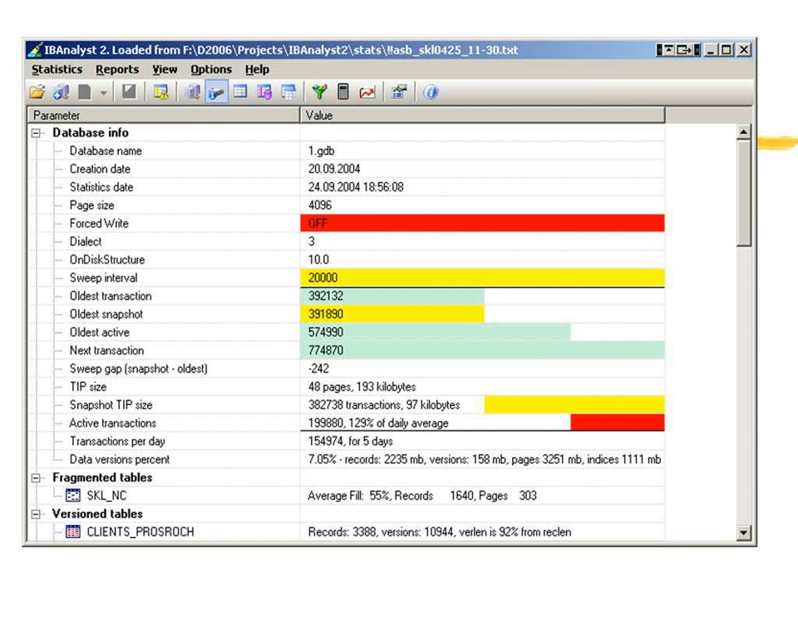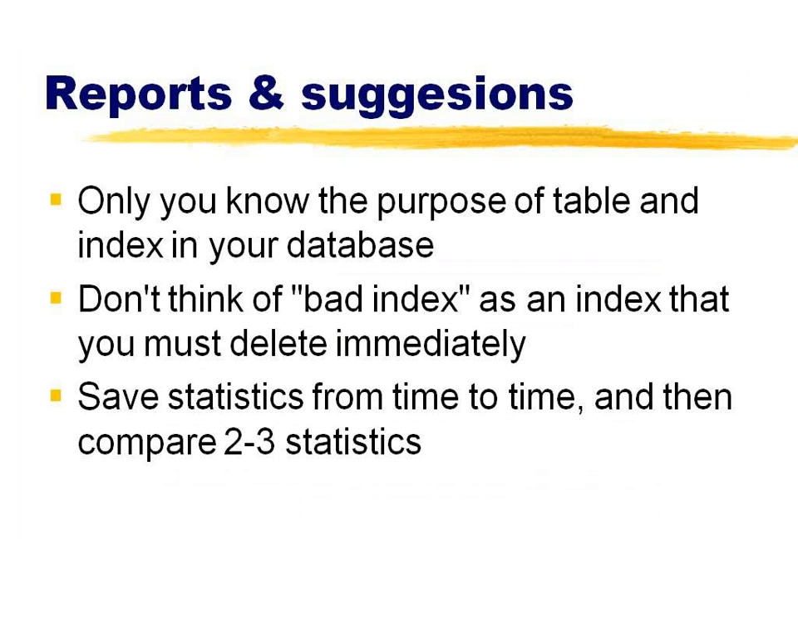When I first showed this screen to one of my friends, he said, "Wow, green, red, and blue cells. It's cool, but I don't understand anything." Next slide. IB analyst not only gives the visual representation of statistics, but it can also give a recommendation.